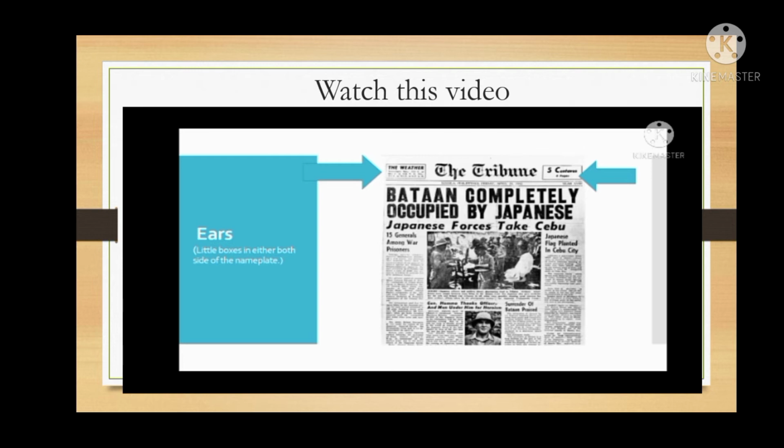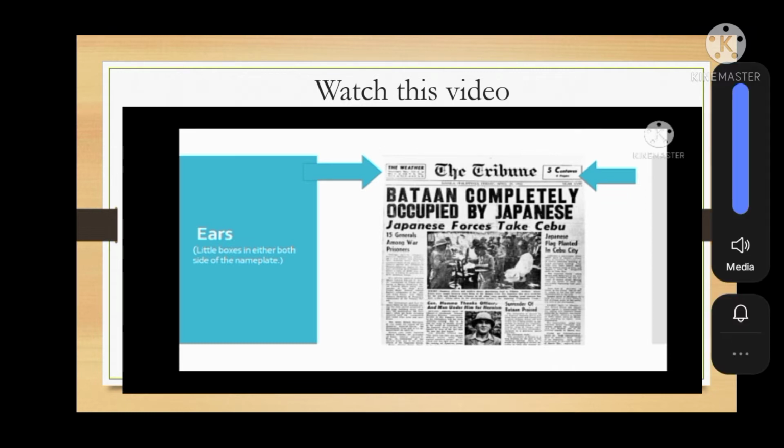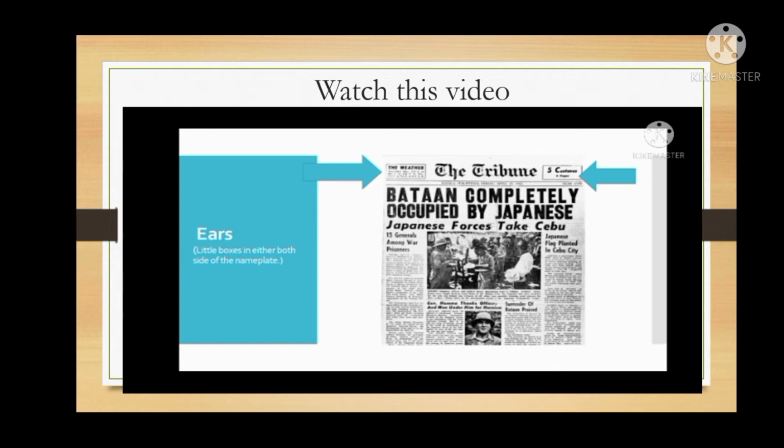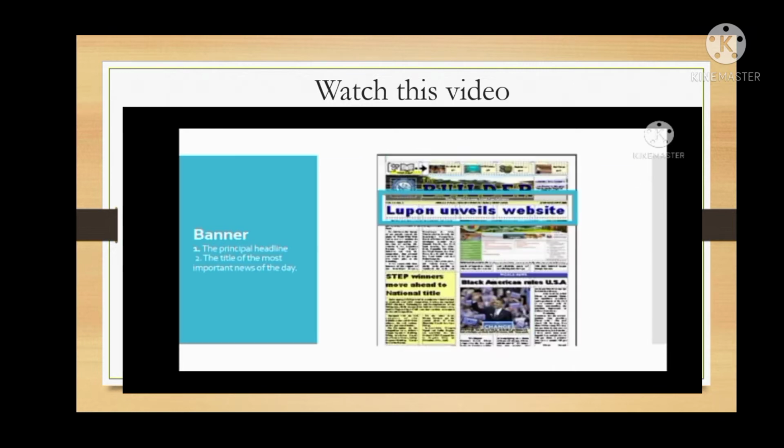So next is the ears. So this is not a literary ear nga ato dunggan na adas newspaper, no. So ears is the little boxes in either both sides of the nameplate. So the ears usually contain advertisement or announcements. Di ang atong dunggan nakabutan diha.